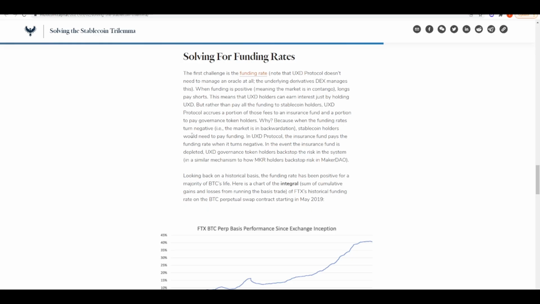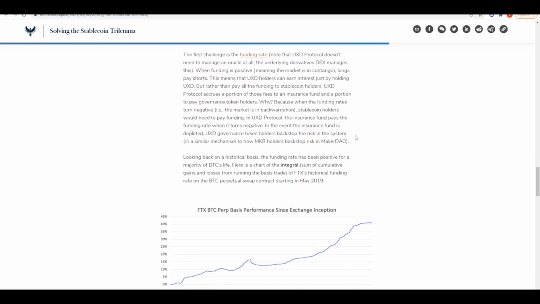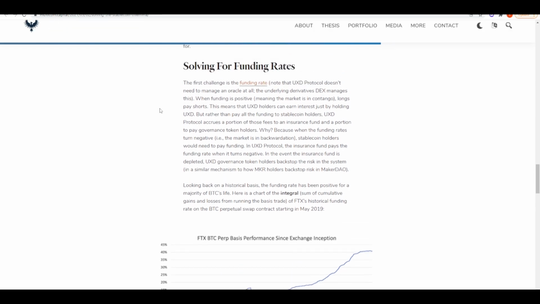The stablecoin holders would need to pay funding. In UXD protocol, the insurance fund pays the funding rate when it turns negative, and in the event the insurance fund is depleted, UXD governance token holders backstop the risk in the system in a similar mechanism to how Maker holders backstop risk in MakerDAO. What I think happens is that the UXP governance token is just going to get market sold in order to pay the funding rate. So essentially the value of that token is just going to get wiped, is what I'm thinking.